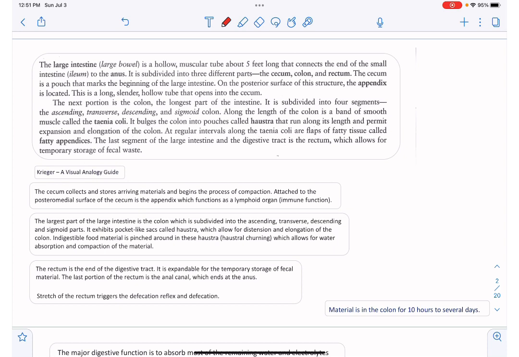And this next page basically just summarizes a lot of the anatomy that I just talked about. Here's some really nice text describing the overall anatomy of the large intestine. And then these are just some of the individual points that I included about the individual parts. Here we talk about the cecum, collecting and storing material. Then we get into the colon. And then lastly, we get into the rectum.